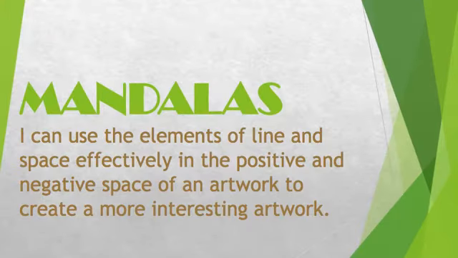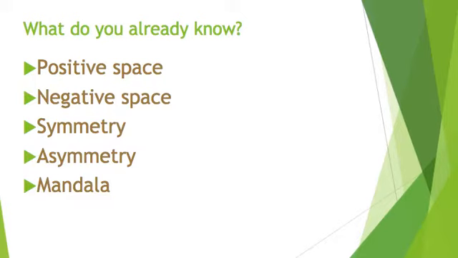Our goal for this unit, we are going to be looking at mandalas as our project, but our goal is: I can use the elements of line and space effectively in the positive and negative space of an artwork to create a more interesting artwork. We're going to write down our vocabulary in our journals so that we can take notes. Our first word is positive space, then we have negative space, symmetry, asymmetry, and mandala.